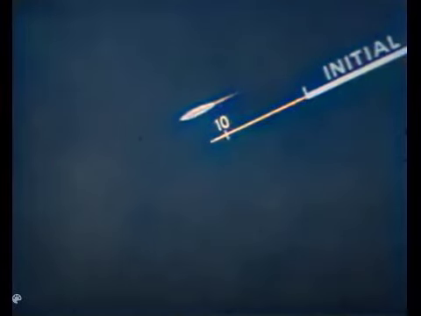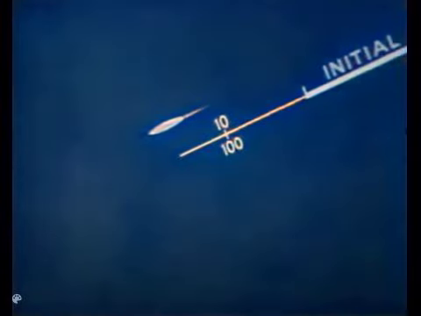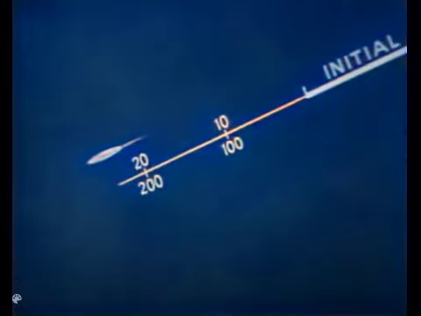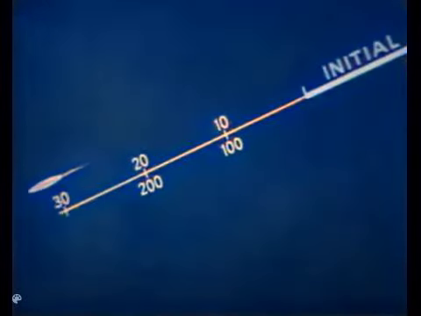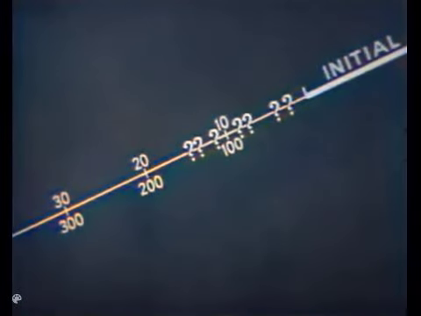Starting again at the initial position and with range changing at a constant rate, say 10 yards a second, it's easy to see that after 10 seconds, range change is 100 yards. After 20 seconds, 200. After 30, 300, and so on. But what was the range change at all other points?